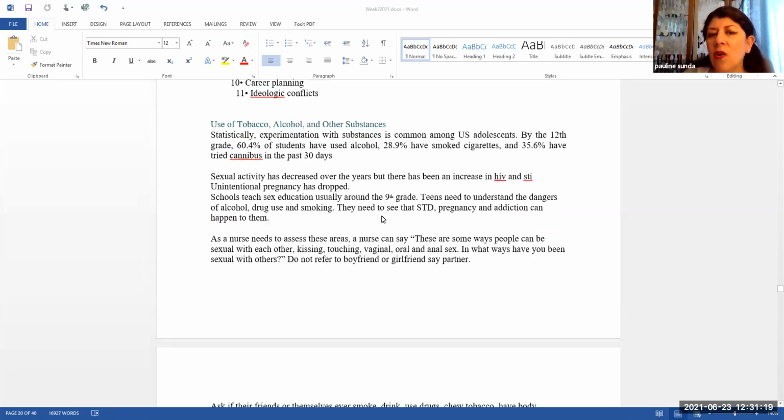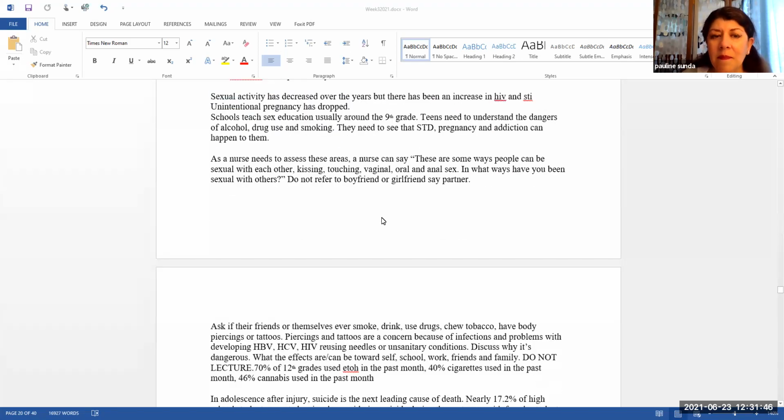Sexual activity has decreased over the years, but there has been an increase in HIV and STIs. Unintentional pregnancy has dropped. Schools teach sex education usually around the 9th grade, as we talked about before. It is a progression. Teens do need to understand the dangers of alcohol, drug use, smoking, and vaping. They need to see that STIs, pregnancy, and addiction can happen to them.